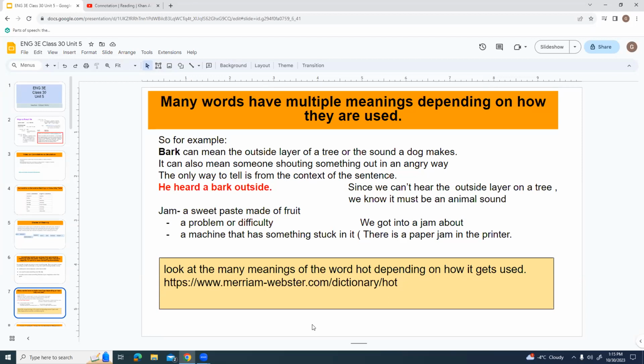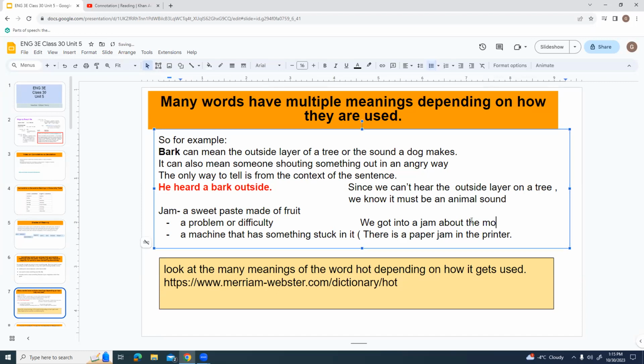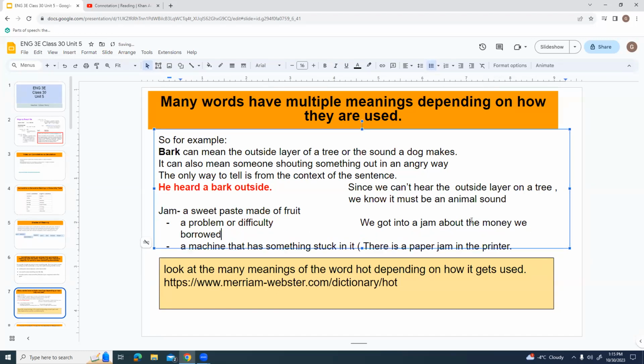Something similar would be jam, which could be a sweet paste made out of fruit. It could be a problem or a difficulty, like, oh, we got into a jam about the money we borrowed, I guess. I couldn't think of how to phrase that. Sorry. Or it could be a machine that's got something stuck in it, like there is a paper jam in the printer. Ooh. So that word has multiple meanings. And unless you're reading the sentence, you don't necessarily know.